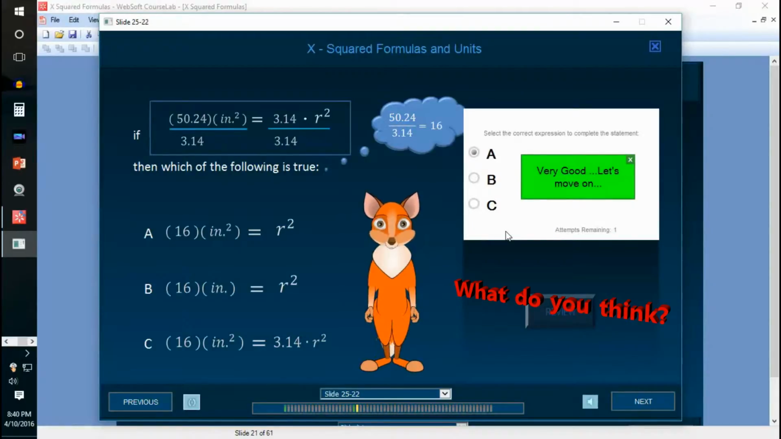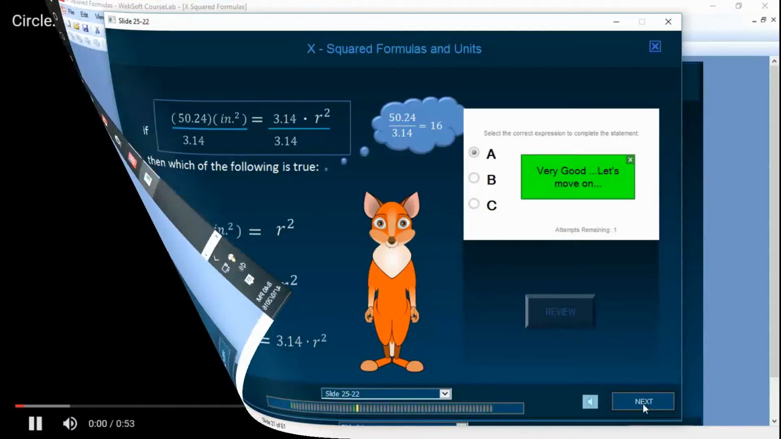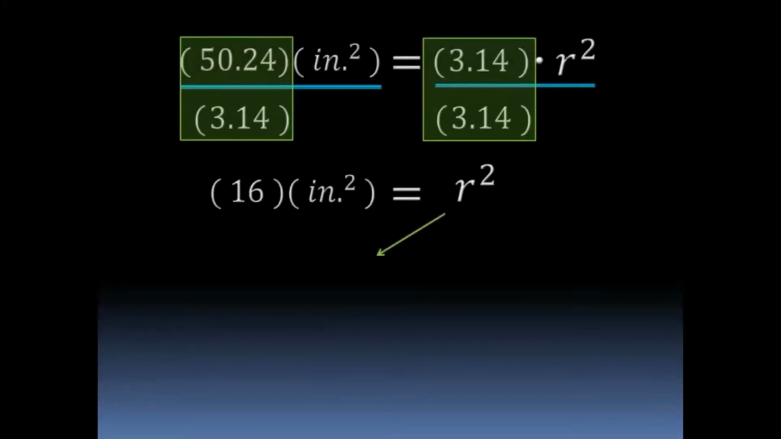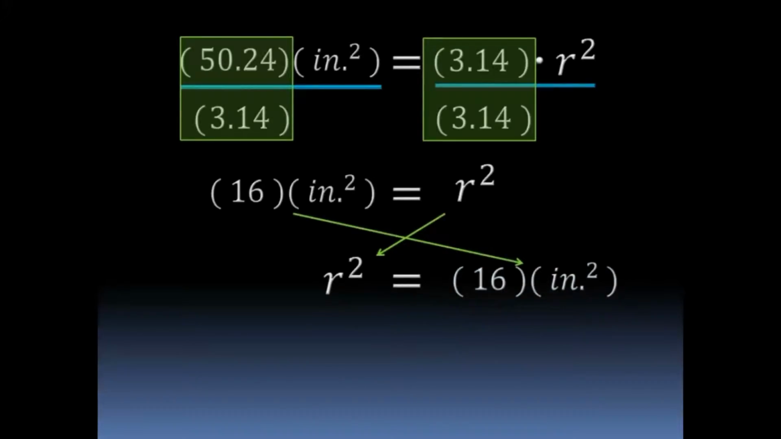Very nice. The results of our divisions are answer choice A. We can use our symmetric rule to make this equation look better with the variable stated first. We can write r squared on the left-hand side, and we can move 16 inches squared to the right-hand side.